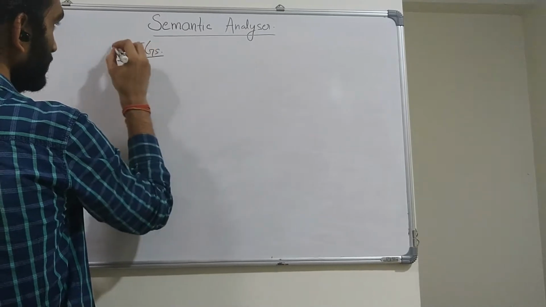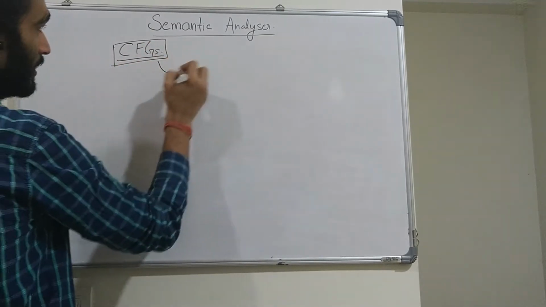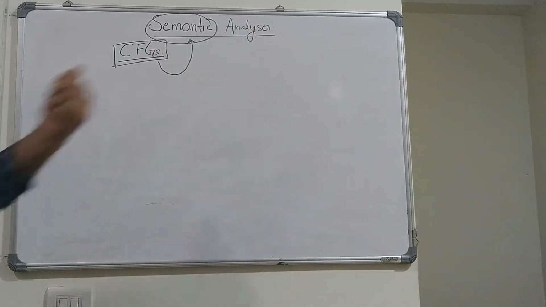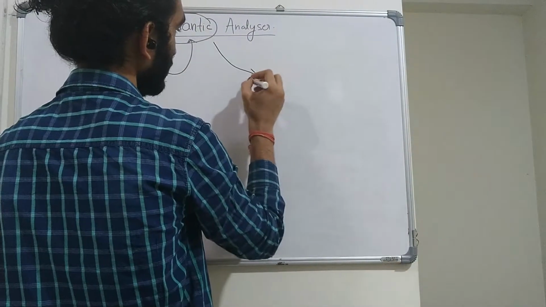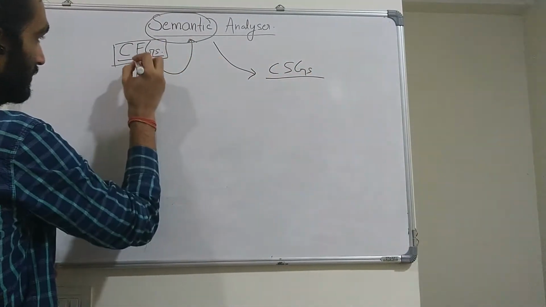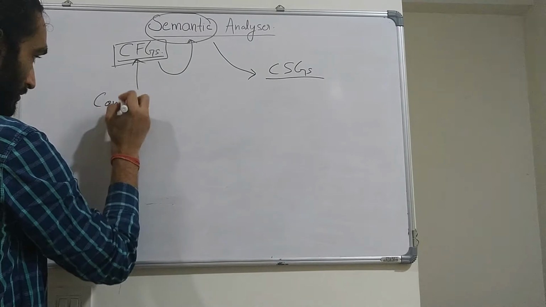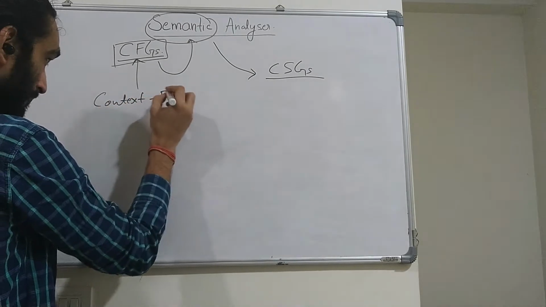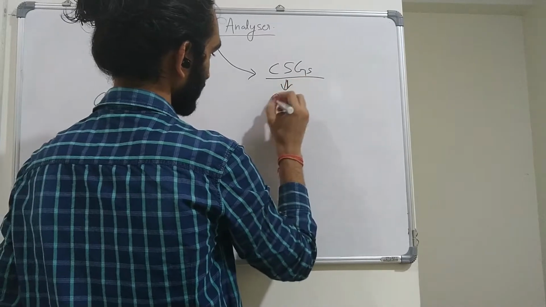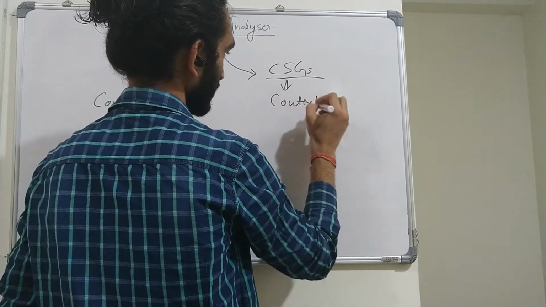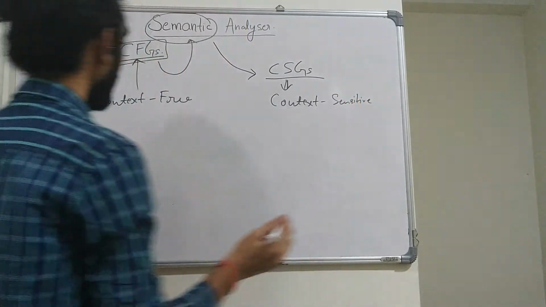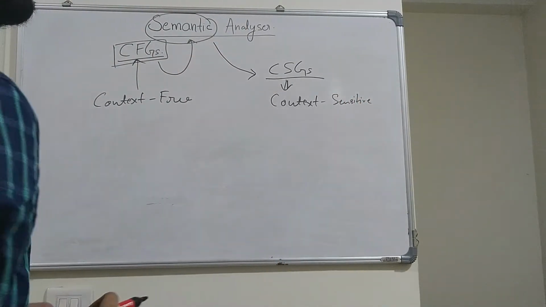But CFGs are not sufficient to verify the semantics of a programming language. For verifying the semantics of a programming language, we need to use CSGs. As we can clearly see, CFG means context free, and these types of grammars are context sensitive. We should be aware of what we are going to write in a context.